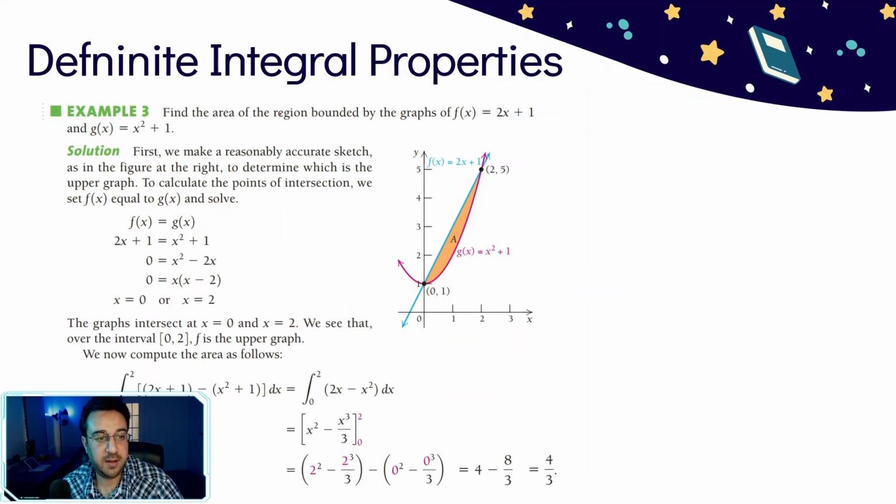Example on that. Find the area of the region bounded by the graphs f of x equals 2x plus 1, that's f of x, and g of x equals x squared plus 1. On the Cartesian, f of x is the blue line, g of x represented by the pink line. Now the area A is going from point 0 to 2.